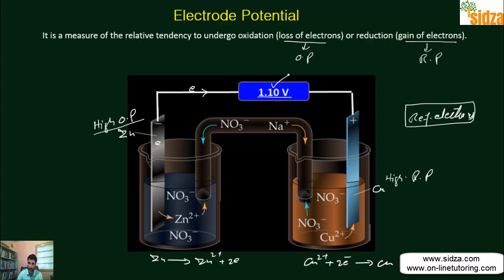Basically this is the galvanic cell that you get when you connect a zinc rod with the copper rod, and that galvanic cell has 1.1 volts. You get this voltage from the oxidation potential of the zinc and the reduction potential of the copper, because here the zinc undergoes oxidation and the copper undergoes reduction.